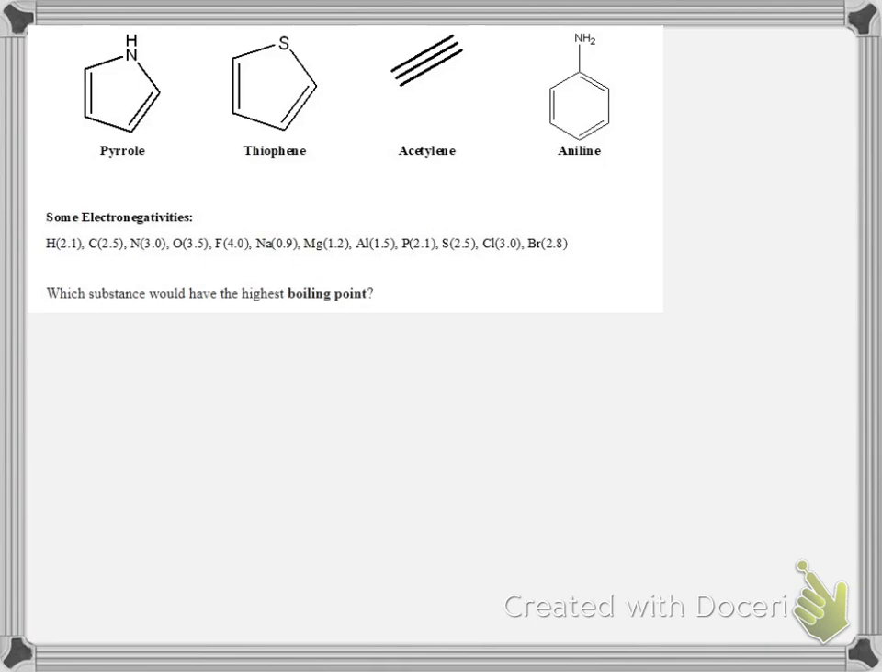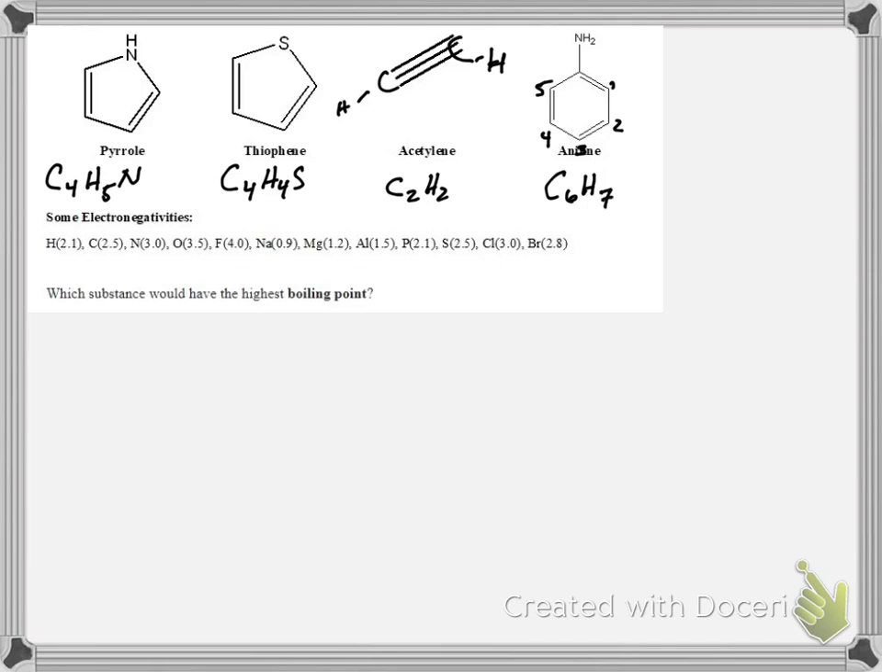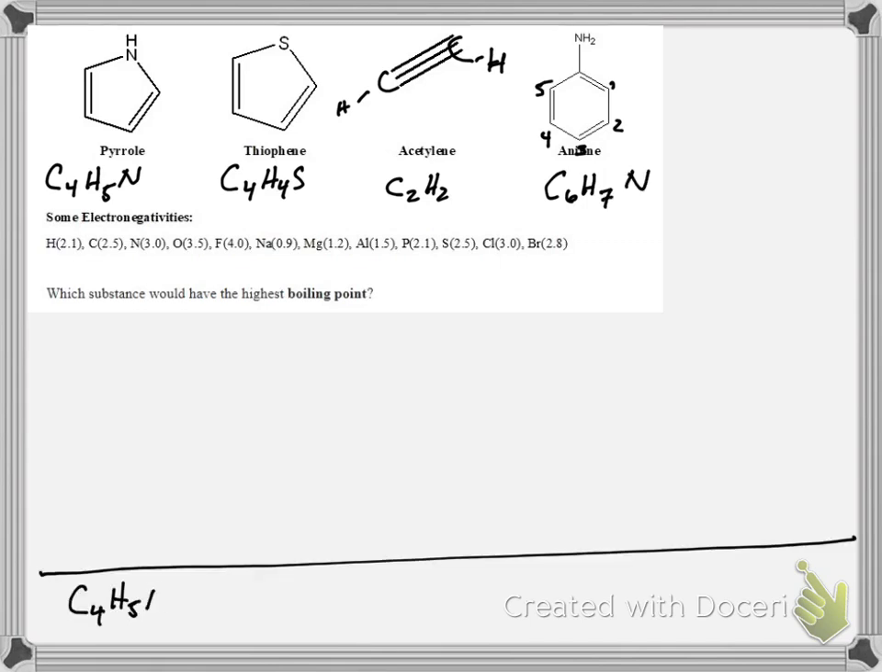Which substance would have the highest boiling point? Right, so this is an activity we did in class. So the first thing we need to do is, not exactly, but similar, we have to write the formulas. We need to know what the baseline dispersion contribution is for each molecule. And then we're going to put that here. So C4H5N, we count up the number of electrons, 28 electrons.